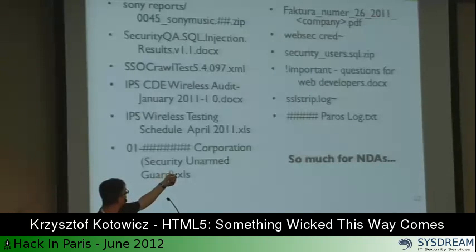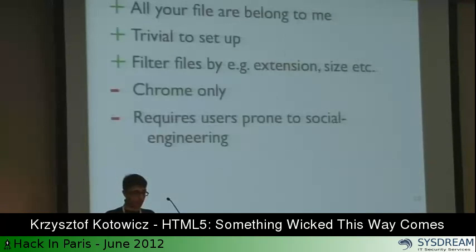This is an invoice. As you can see, there's a security unarmed guard XLS. I don't know what's in that file, but the name seemed very interesting. So this trick, though it's very stupid in creating it, is also very effective in actually getting access to the files of users.